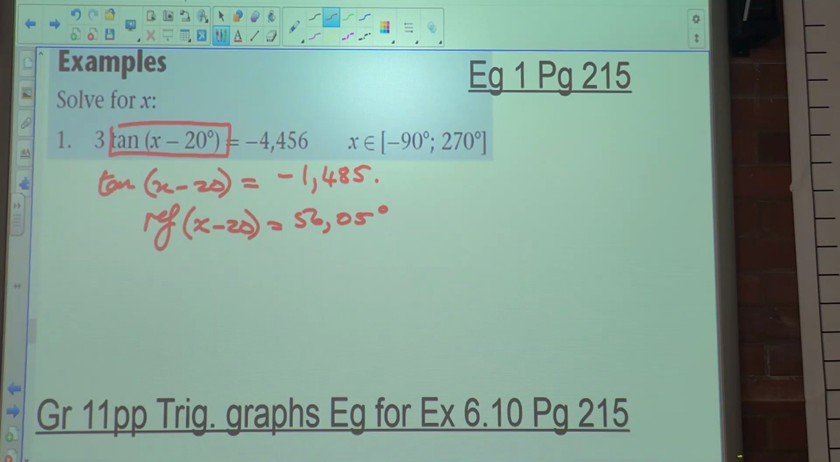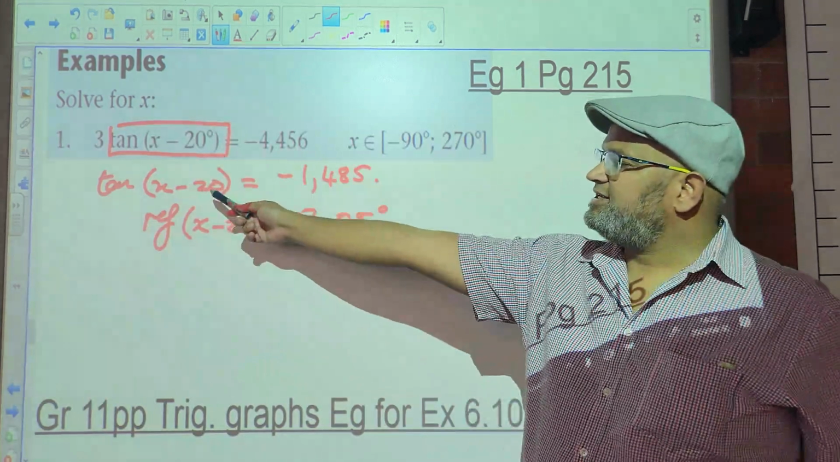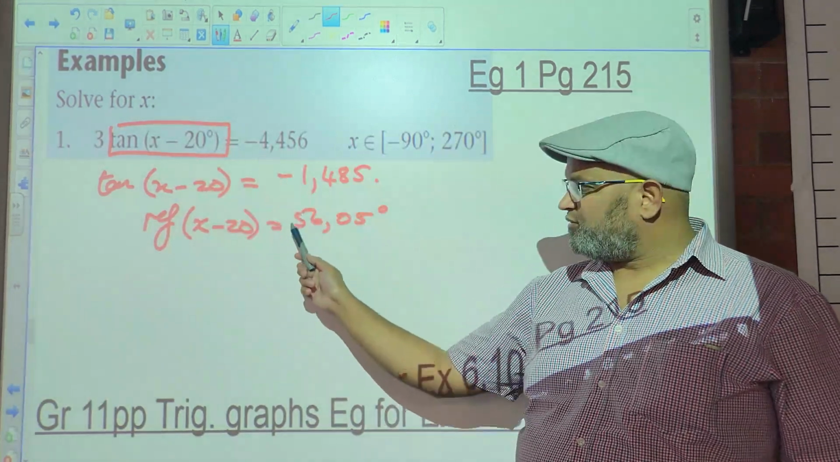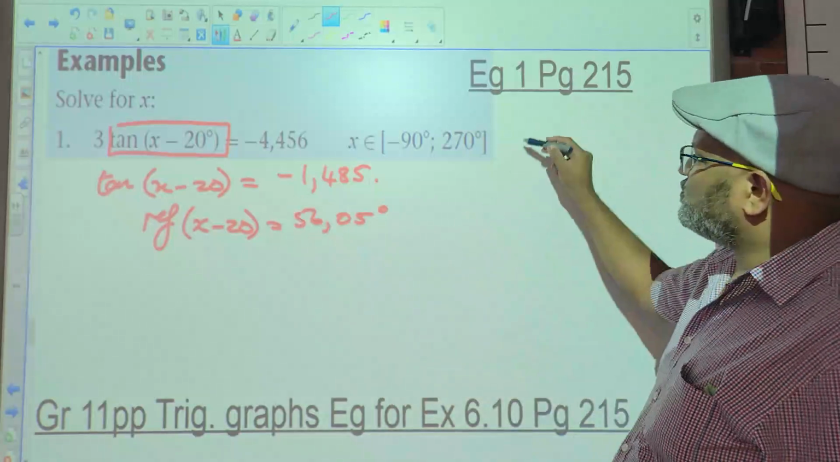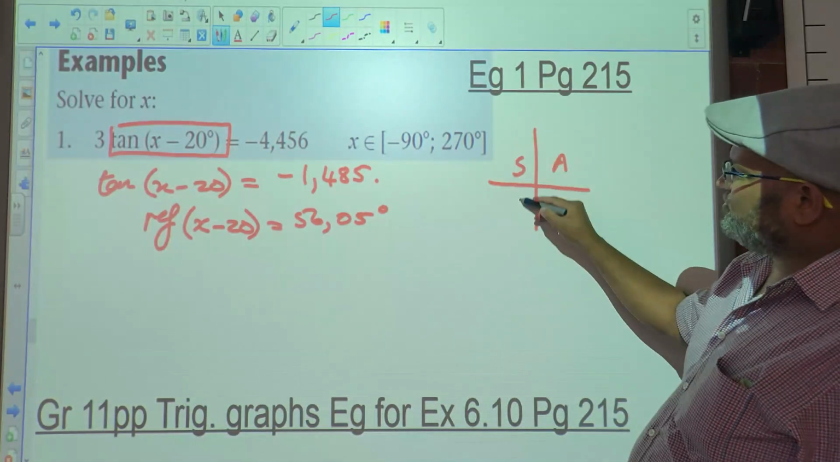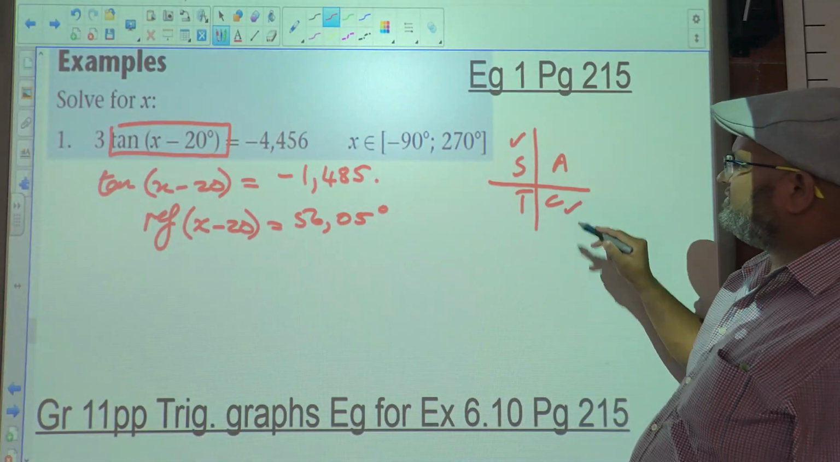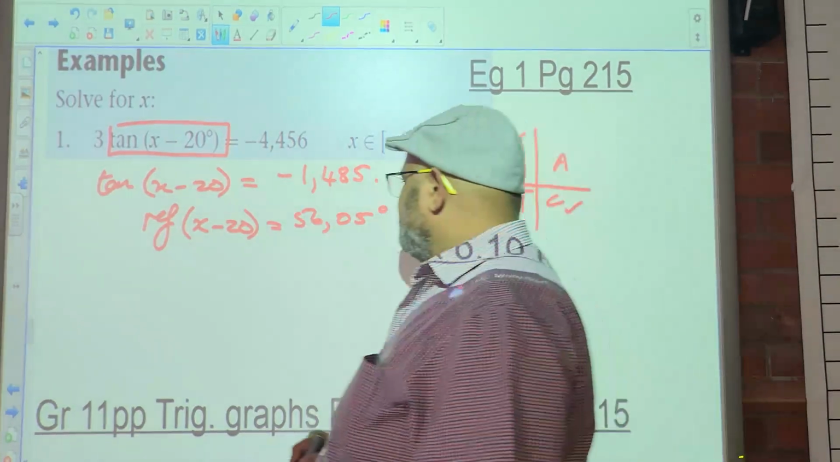Which question comes to mind at this point? In which quadrant is tan negative? We just checked before we took arctan of that. So in which quadrant is tan negative? It's all stations to clear one. Tan is negative in 2 and 4. Can you see that? 2 and 4.